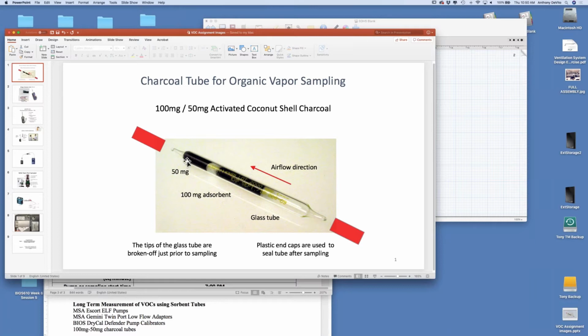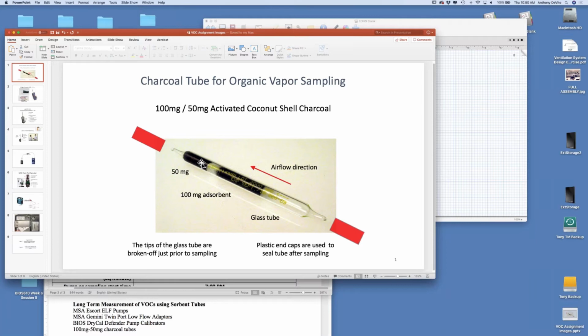There's a backing part where there's another 50 milligrams of material, where you can tell that in case it didn't catch all of the VOCs, in case it got saturated or you were moving air through here too fast for it to get completely absorbed, you would then find it in this backing area here. That would be some concern, because that would tell you that you didn't really capture all of it, so your answer might not be accurate.